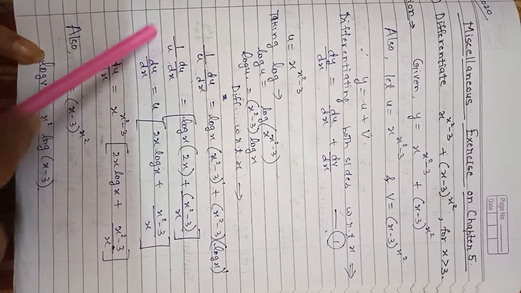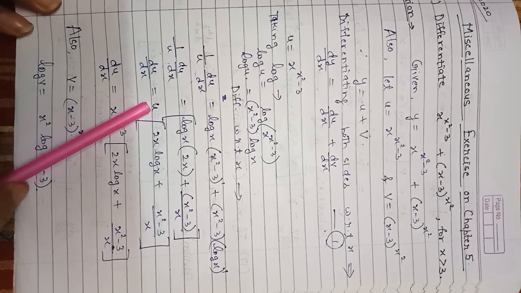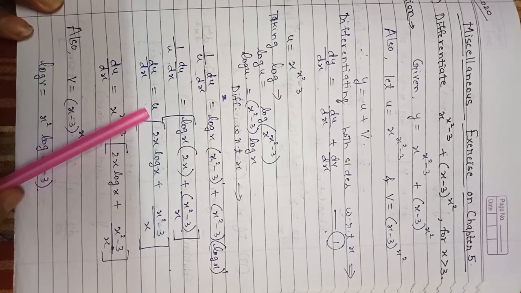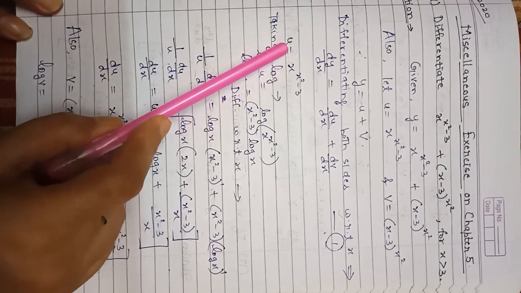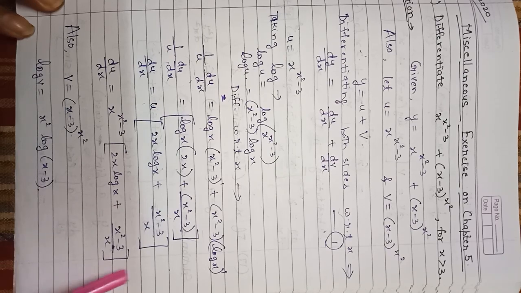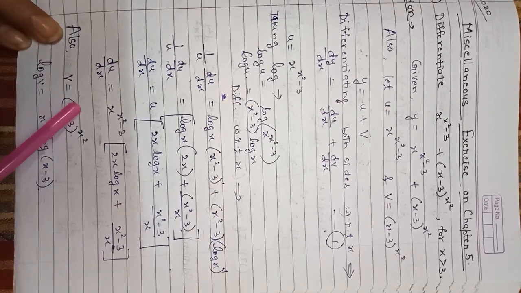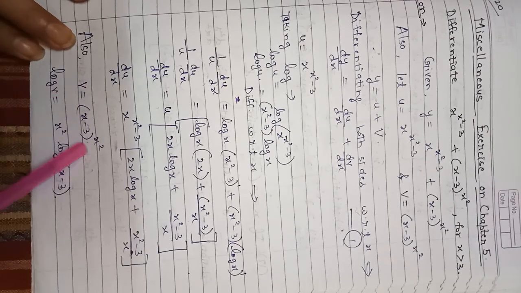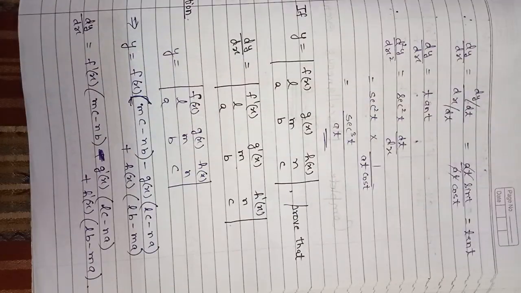So ultimately I am getting this. This u, I don't have to keep it here. I had to take this towards the right hand side. So I had kept here u, and we cannot leave u like this. In the final step, we have to put the value of u which is in the form of x. So after substituting, I am getting the value of du by dx. Similarly, we will be doing for v also. So v is here, taking log both the sides. This becomes x square log x minus 3.